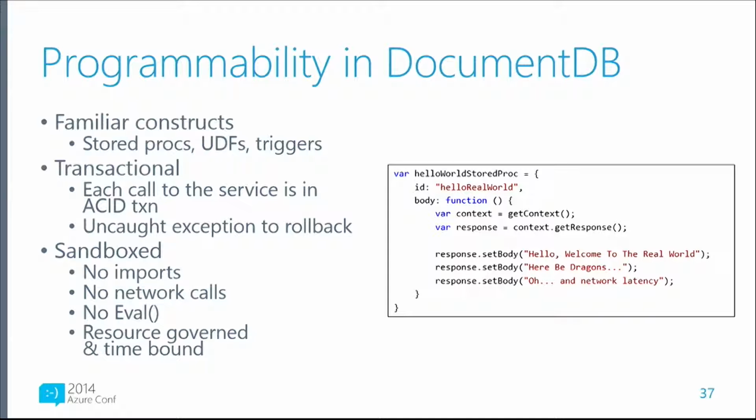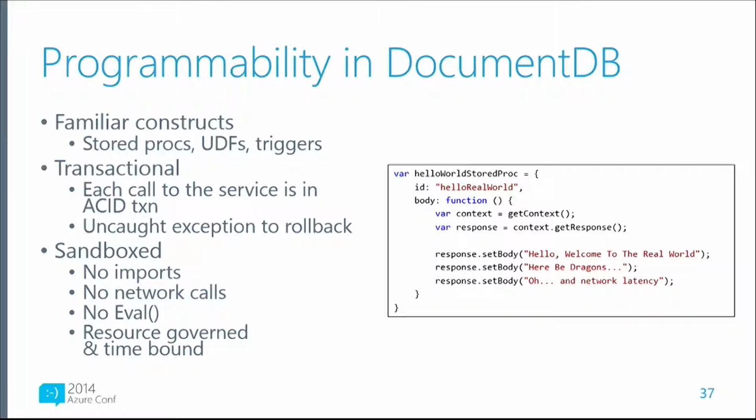This is going to be really familiar to those of us who come from a relational background. It allows us to run JavaScript code within the context and on the servers of document database. We can run stored procedures, we can run user-defined functions, we can run triggers. That code runs within the context of an ACID transaction. Now these are not multi-statement transactions. Every time we make a call to Azure Document Database, that call is wrapped inside a transaction. If within that call we throw a JavaScript exception, that whole transaction is rolled back.